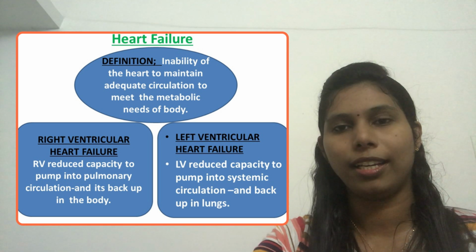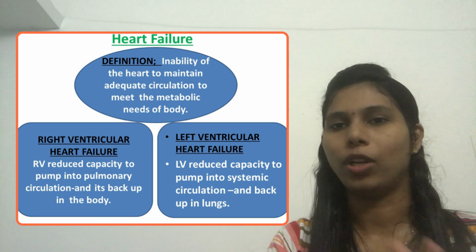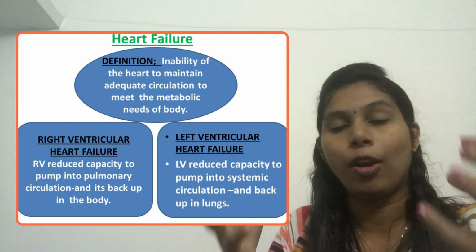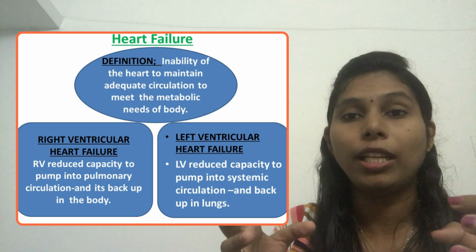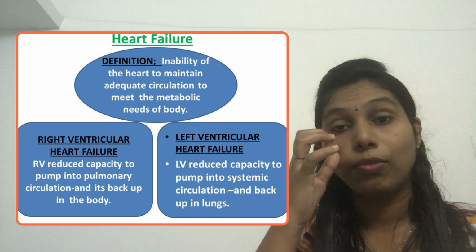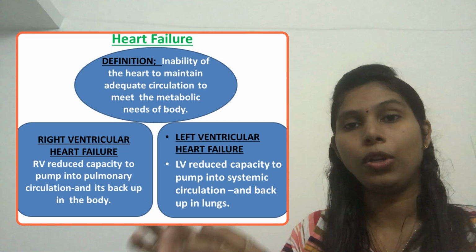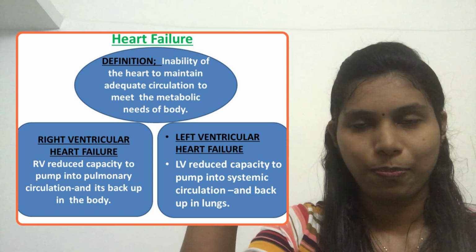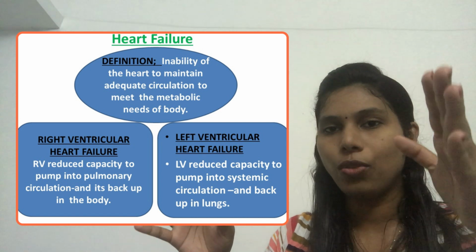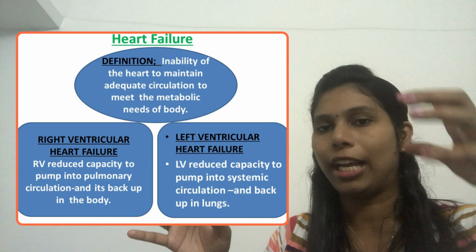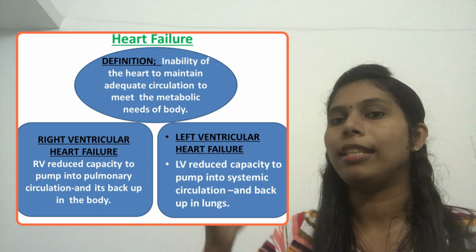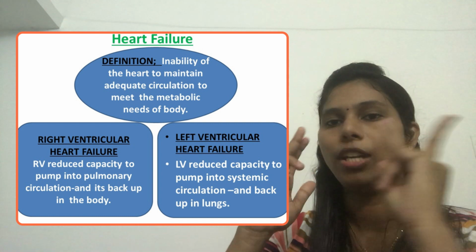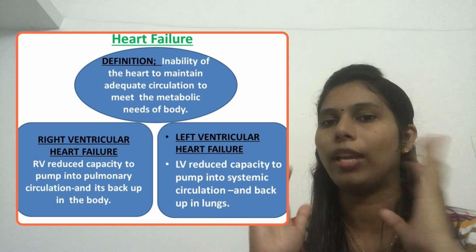So what would be the result? The blood will not go to the aorta, and the blood will not reach the other parts of the body. The other parts of the body need oxygenated blood to work properly and to meet the metabolic needs of the body. But because of the left ventricular failure, that blood will not go to the aorta or reach the body parts. It will back up in the lungs. So we said that in right ventricular failure, the blood will back up in the rest of the body, whereas in left ventricular failure, the blood will back up in the lungs. You can connect left is equal to lungs, L is equal to L.